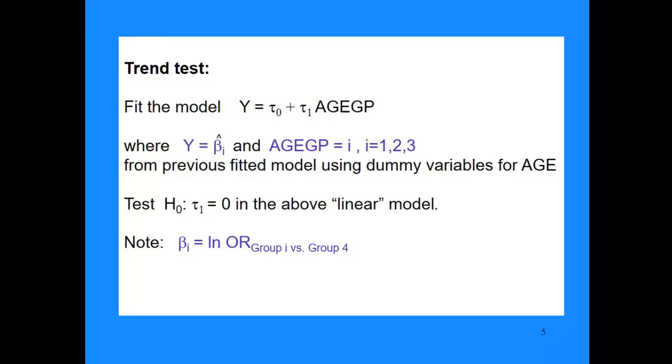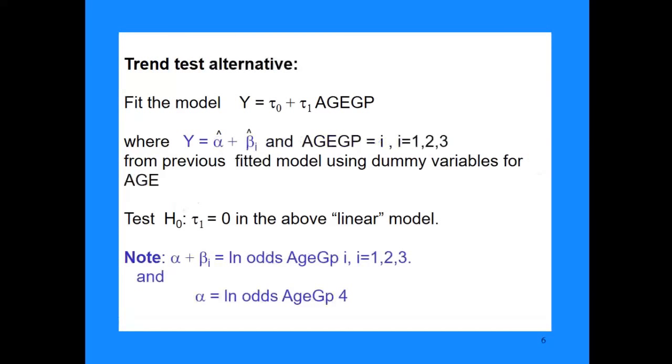Okay. Now on the next slide, I give an alternative way to do that, but it's basically the same thing. It's to recognize that actually alpha hat plus beta I hat is really the log odds in age group I without worrying about age group 4. So instead of using Y being beta I hat, you have Y taking on alpha hat plus beta I hat, 3 different numbers where you add alpha hat to it, and you fit this model and you still test for tau 1 equals 0, and if it's significant, then you say, I got significant trend. So that's how you can test for it.